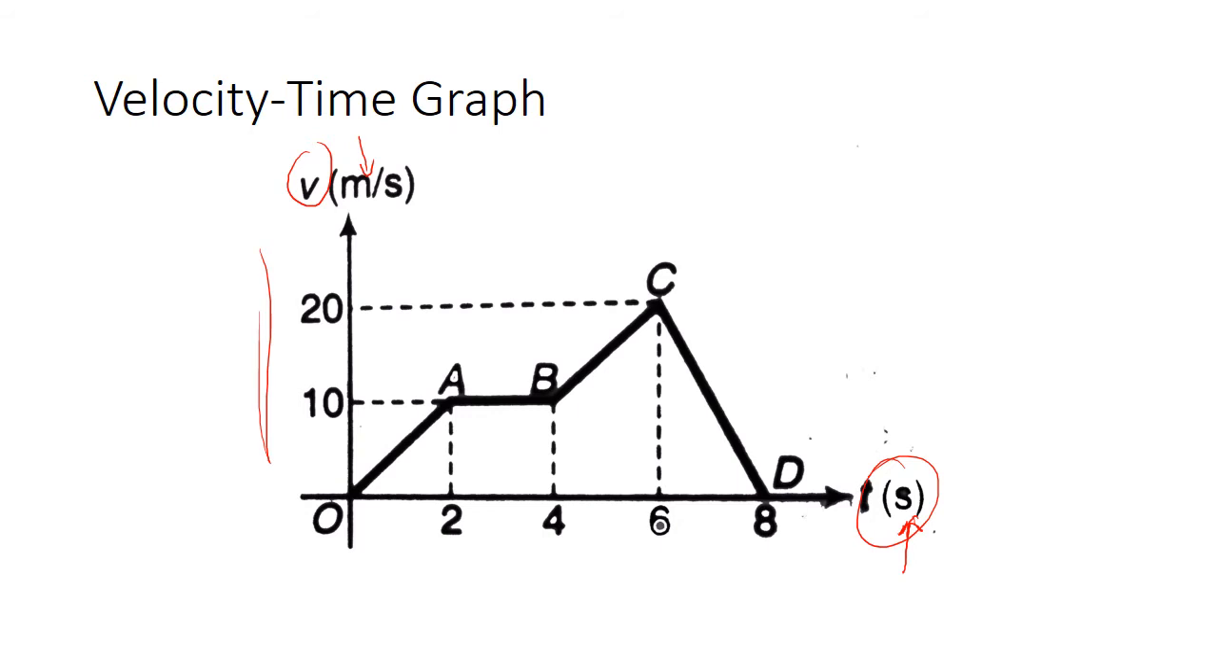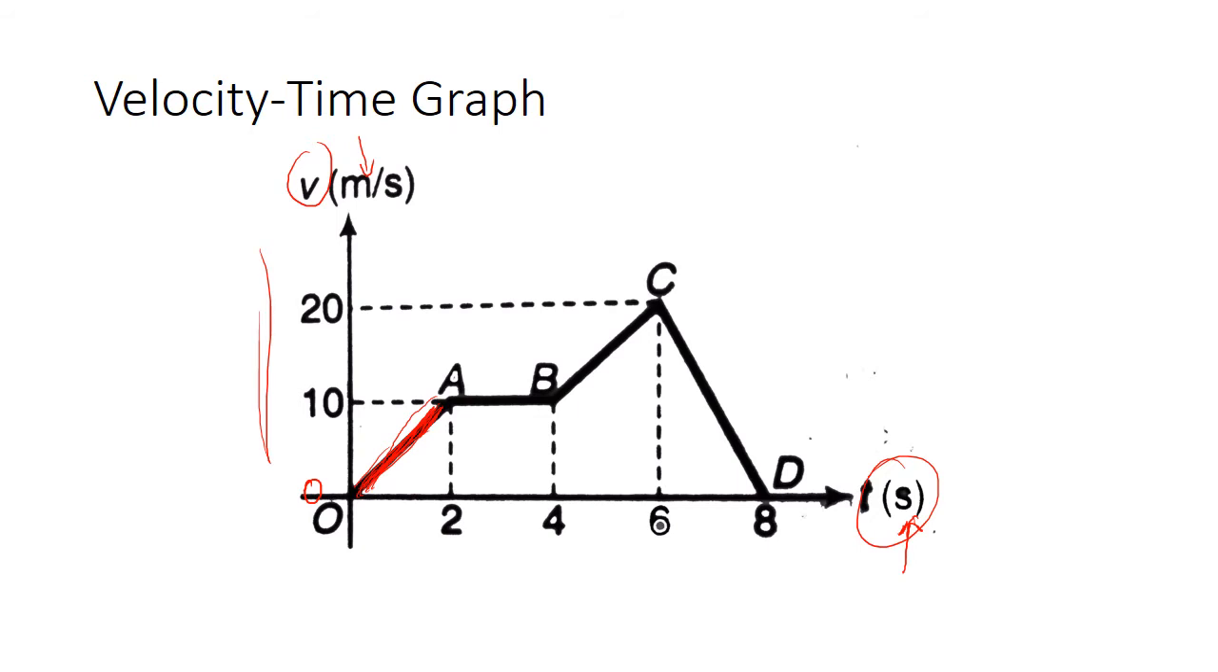For a velocity-time graph, let's talk about what's happening. Between the origin and A, is there motion in this part? Yes, there is motion because you have a velocity. It's not zero and it's changing. So you are speeding up as you're going up here, because your velocity starts at 0 and then changes to 10.